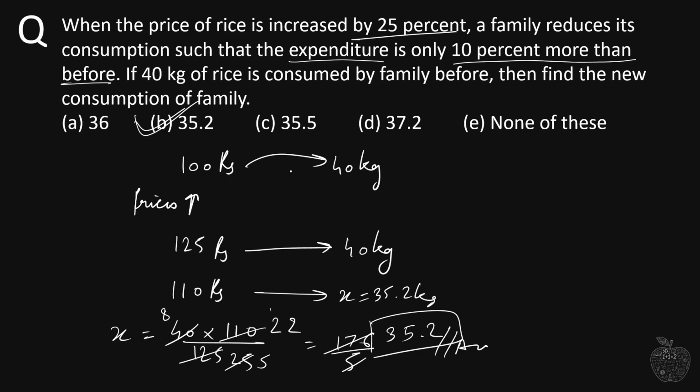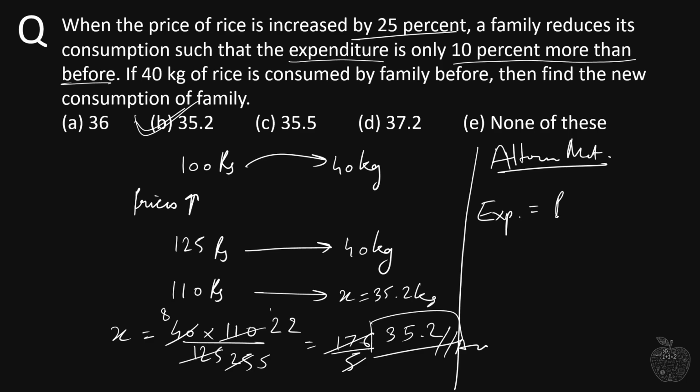Now you can solve in this way, or there is another method, where we'll use the formula. The formula is expenditure is equal to price into consumption. Originally the price was 100, consumption was 40 kg, so the expenditure was 100 into 40.